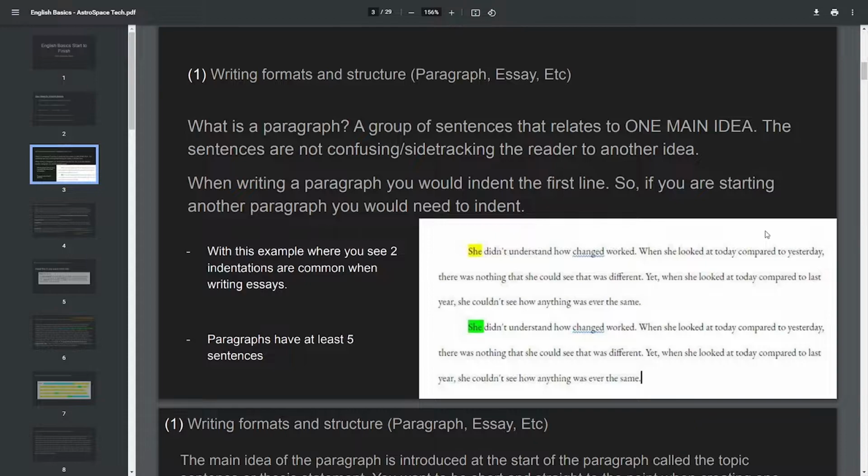With this example where you see 2 indentations, which are common when writing essays, paragraphs have at least 5 sentences. So this is one paragraph right here, and you have 1 indentation because you're starting this paragraph. And then I start another paragraph, which is common in an essay, which needs another indentation.